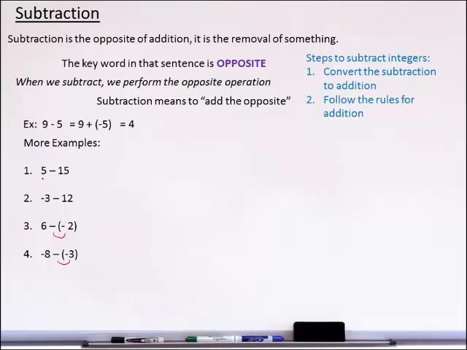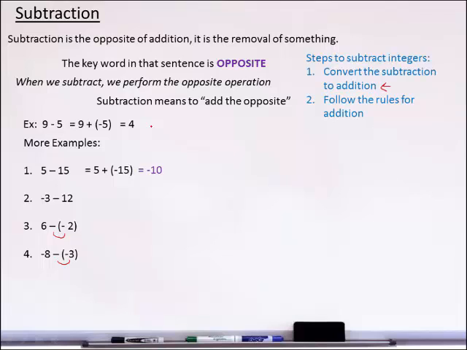So when I have 5 minus 15, remember we want to convert the subtraction to addition. So 5 minus 15 is the same as saying 5 plus -15. Then we follow the rules for addition. So since I have opposite signs, I'll subtract and keep the sign of the larger number. So 15 minus 5 is 10, and since the 15 was negative, the 10 is negative. So 5 minus 15 is the same as 5 plus -15, which is -10.